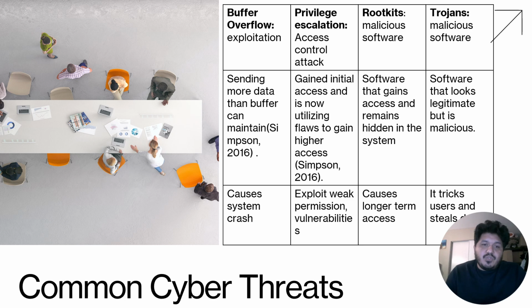So what users would do is send more data than our system can maintain, and so that either causes the system to crash or causes them to gain access in another area. The same thing with privilege escalation, access control attacks. That's where it's going to be categorized, and then we're going to be looking at they're going to be gaining access through flaws.